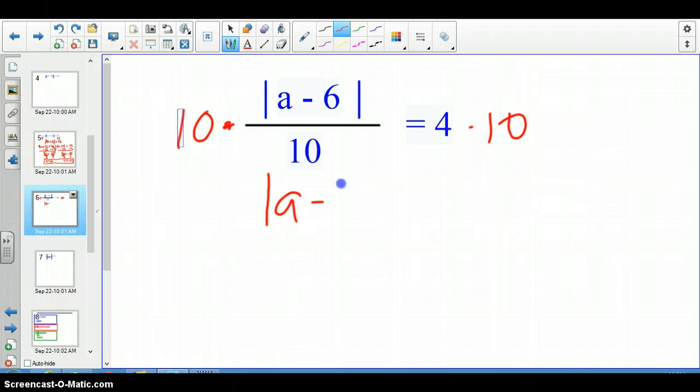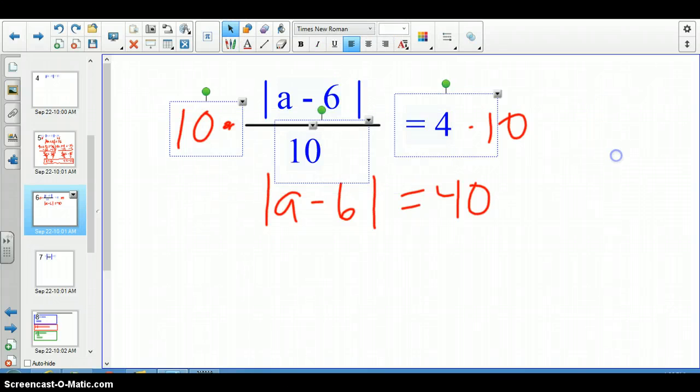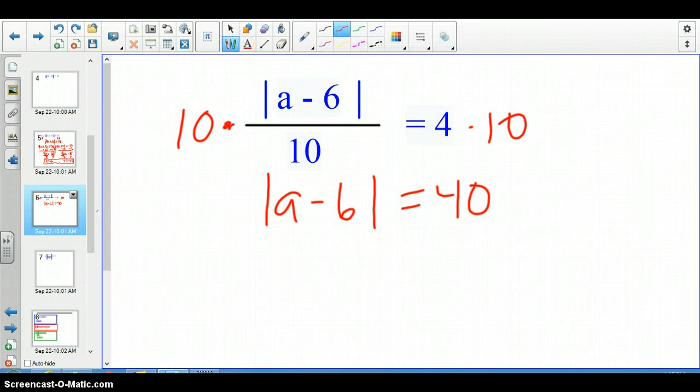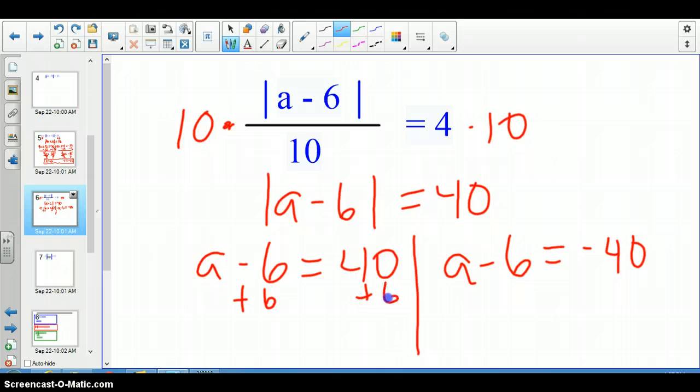So I have the absolute value of a minus 6 equals 40. Now my absolute value is all by itself with the contents inside. The other side is equal to positive 40, so I can set up my two equations. So a minus 6 equals 40, and a minus 6 equals negative 40. You add 6 to both sides to solve both of them.